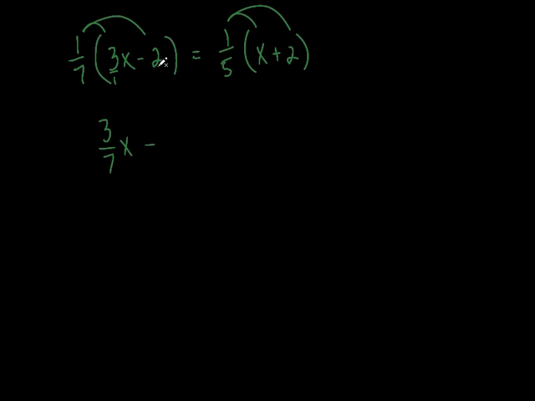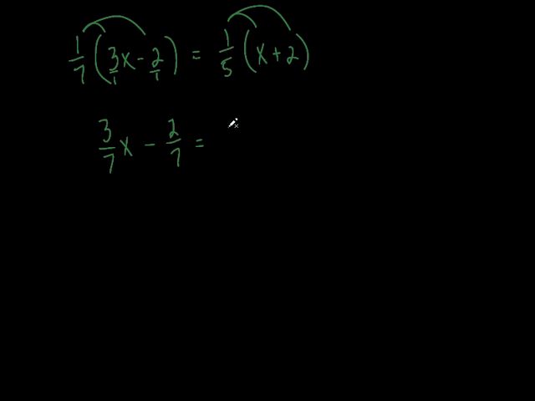Minus. Do the same thing here. Again, this is 2 over 1. So what's 1/7 times 2 over 1? Multiply the top, multiply the bottom. What do you get? 2 over 7. Everybody with me on that? Okay. Equals. Let's do the same thing here.